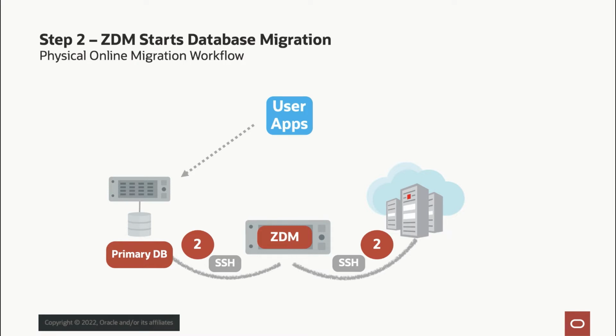First, it will connect to the source database and the target database in the cloud via SSH connectivity, and be sure that everything is in place. So basically, databases are from the same version, we're good to go, all secure, proper connectivity can be established, etc. So if it's good to go, then ZDM will start the migration process and continue.